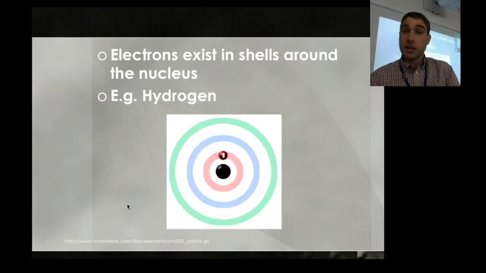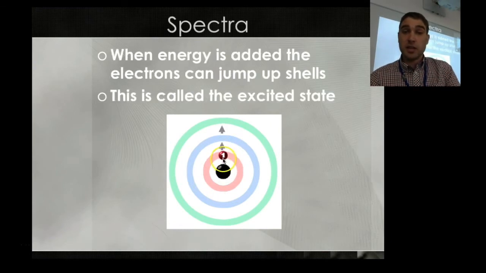So we know that electrons exist in shells around the nucleus. If we look at hydrogen here, we can see we've got one electron in the first shell, and then there's other shells that the electrons can move to if they're hit with energy. So when we add energy, the electron jumps up into what we call an excited state, and then eventually it jumps back down. When it jumps back down, it releases a photon of energy.